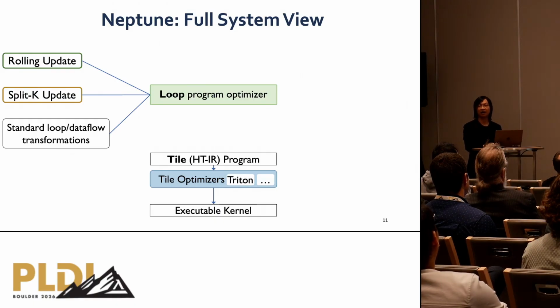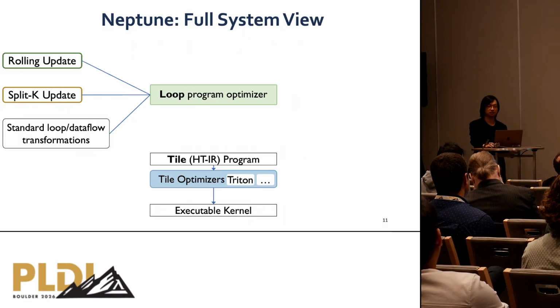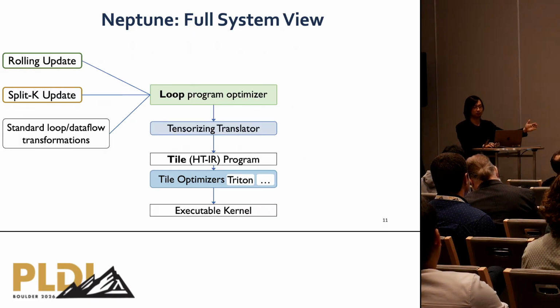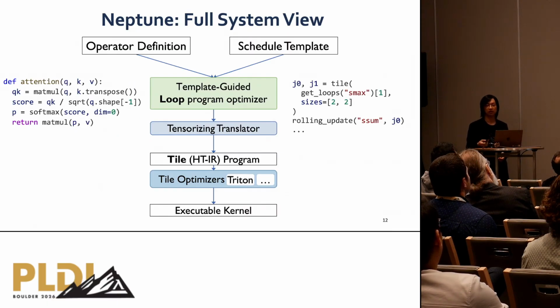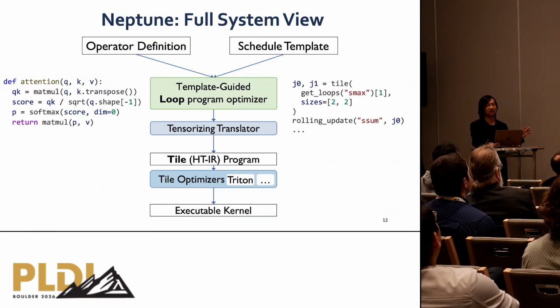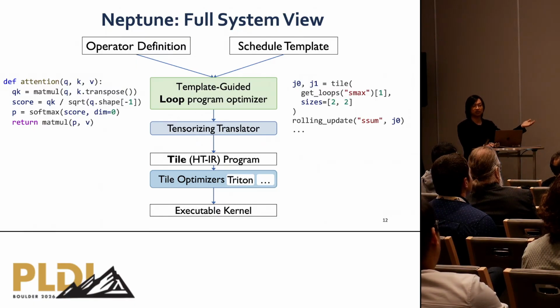Then in the second stage, Neptune actually uses existing tile compilers like Triton to perform highly hardware-specific optimizations. Neptune's own tile IR, we have one, easily maps to the input language of the tile optimizers, and these 2 stages are connected by a translator that converts loop to tile via tensorization. There are 2 inputs to the entire system of Neptune: the definition of the operator and a small high-level schedule template that is for the loop optimizer. The schedule template can invoke transformations available in the optimizer, such as our rolling update fusion.